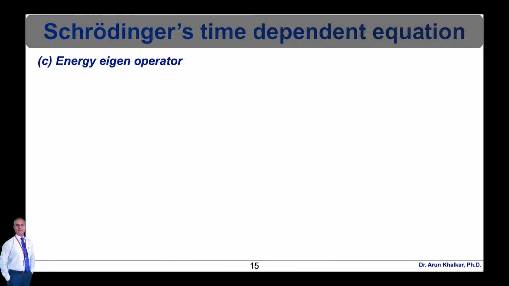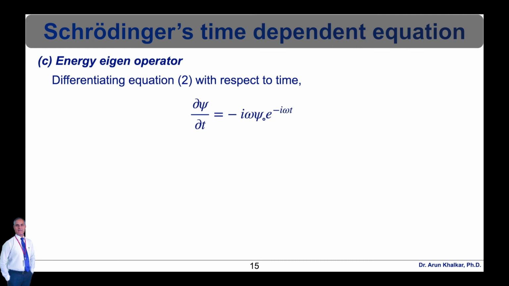Differentiating with respect to time, we can write delta psi by delta t is equal to minus i omega psi 0 into exponential of minus i omega t. As psi is equal to psi 0 exponential of minus i omega t, which we have already seen, we can write delta psi by delta t is equal to minus i omega psi.